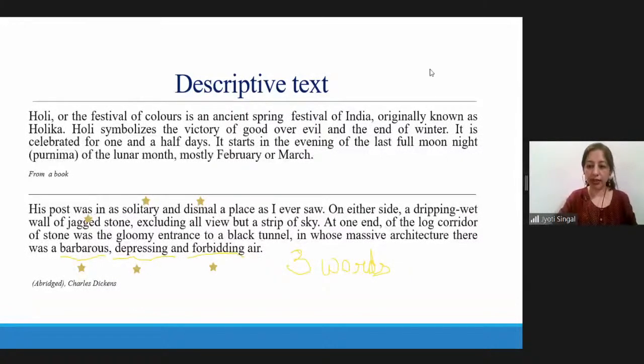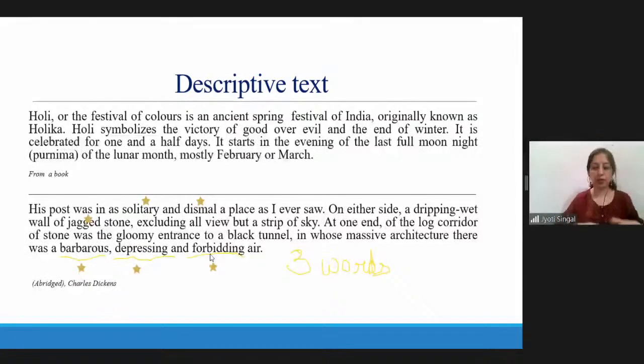It says, on either side, a dripping wet wall of jagged stone. Jagged stone is stone which has a lot of rough and sharp surface. The edges and the surface are very sharp and rough. That's called a jagged stone. Excluding all but a strip of sky. So the view was only a strip of sky, as if a very small part of the sky was visible, not the whole sky. So you don't have a very clear sky ceiling. It's not like a rooftop with an open sky view. This is just that a strip of sky is visible.